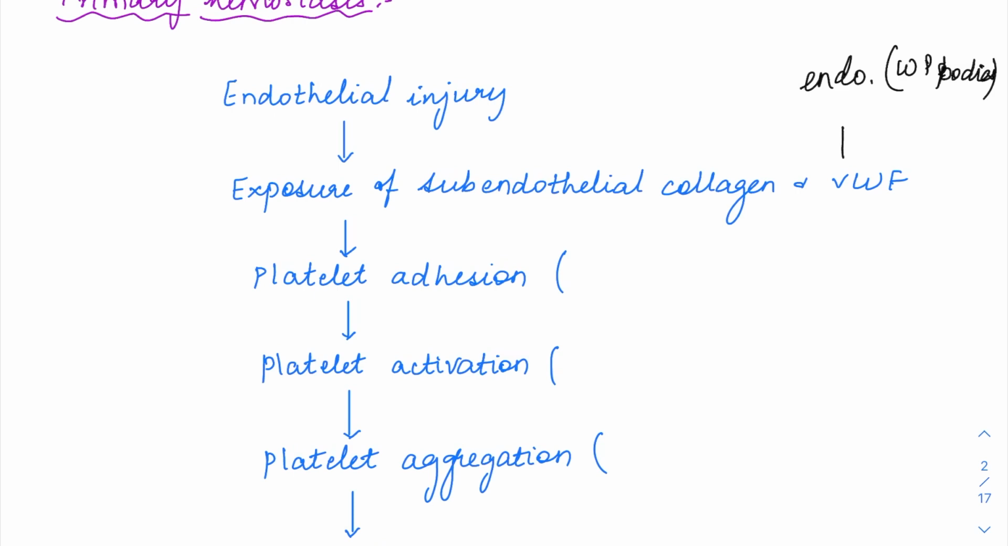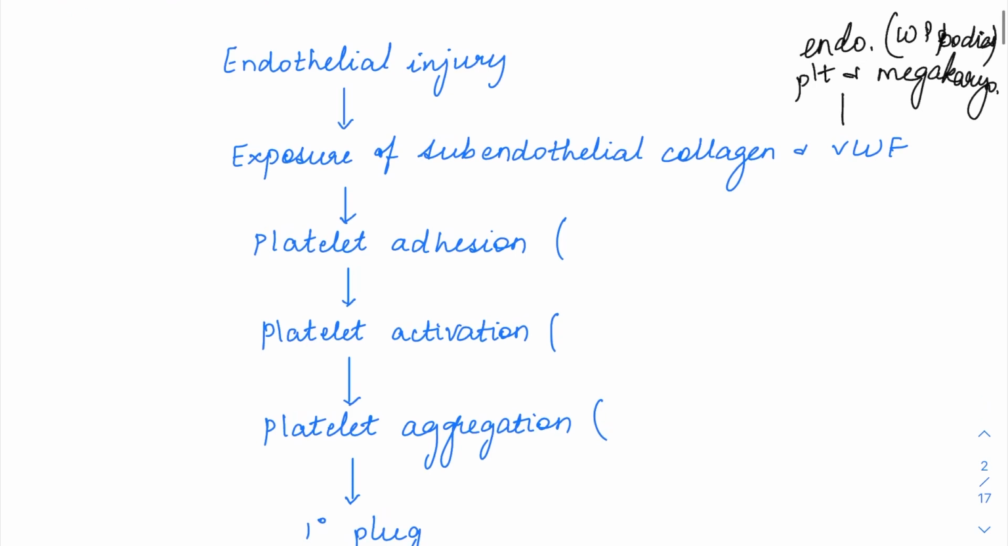Apart from this, von Willebrand factor is also present in the platelets and megakaryocytes. Megakaryocytes are the precursors of platelets. So platelets and megakaryocytes are also sites of production of von Willebrand factor. So when there is an endothelial injury, the subendothelial collagen along with the von Willebrand factor is going to be exposed. Now what happens?